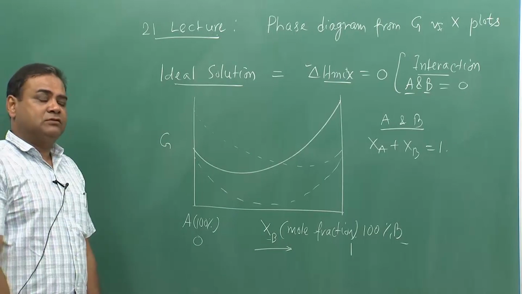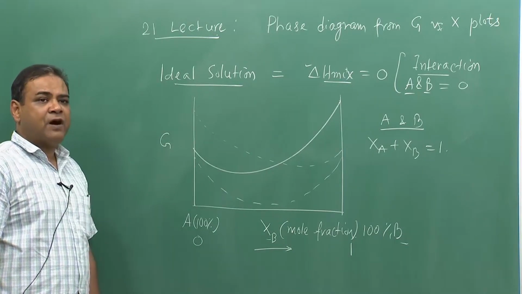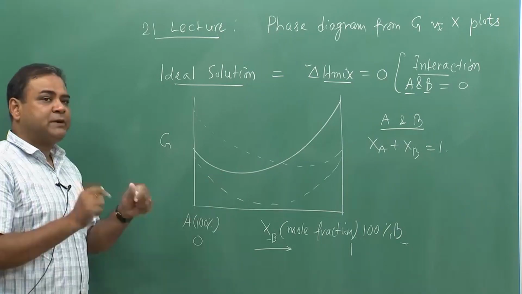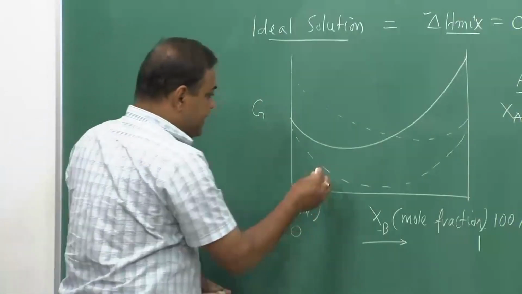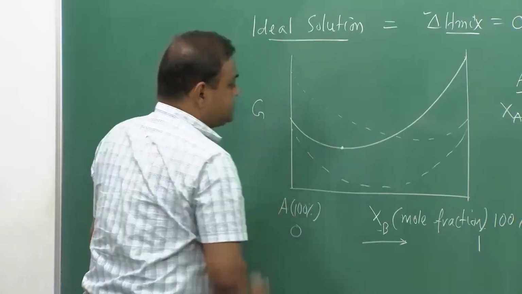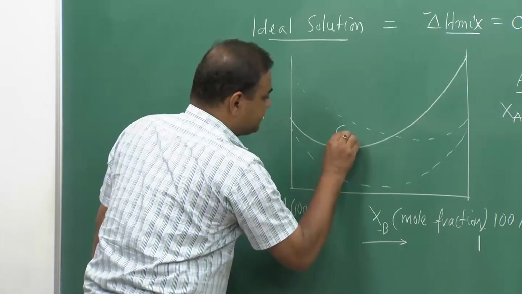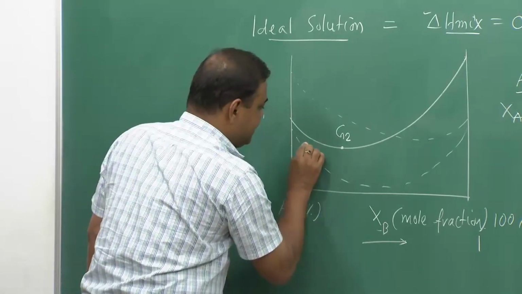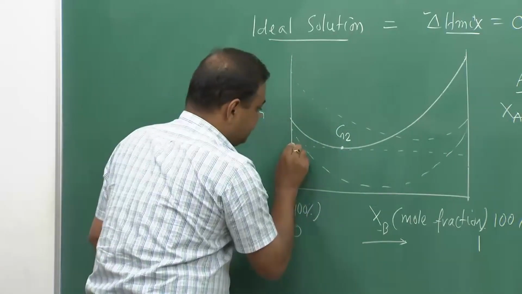Since it is a binary system, A and B. Now, if this is the graph, this graph tells that any point on this graph indicates some free energy value, and that free energy value can be found out from the tangent at that particular point over this graph. Okay. So, if I try to find out the free energy at this point, for example, this is G2, and the free energy would be found if I draw a tangent.